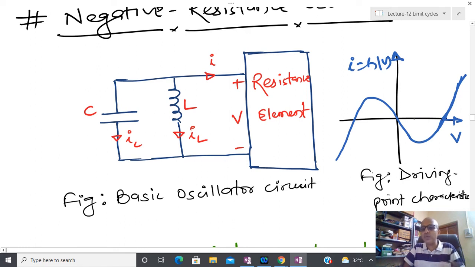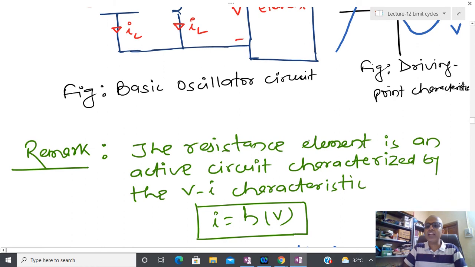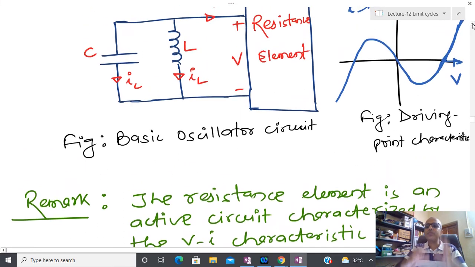Okay, so by calculation we are able to understand why this kind of circuit is required to generate the oscillation. For the time being, please do not worry, and try to see what kind of things come into picture if I have this kind of characteristic. So what I am going to do is first try to construct some kind of physical circuit which will show this kind of driving point characteristic.